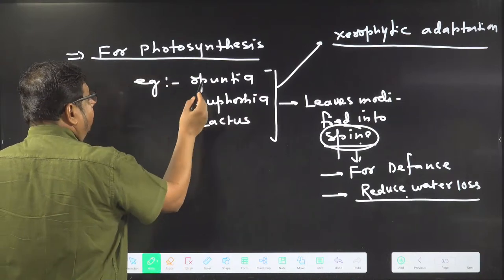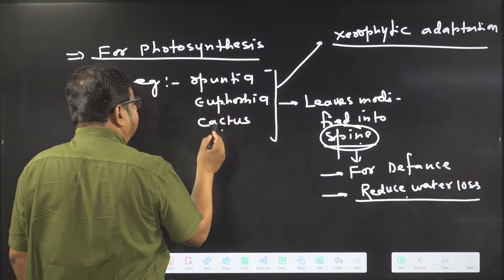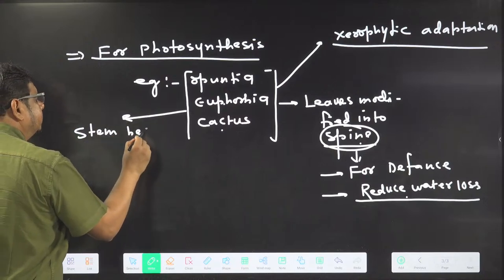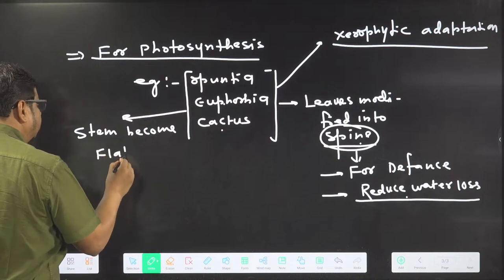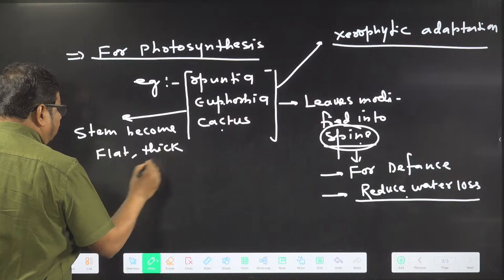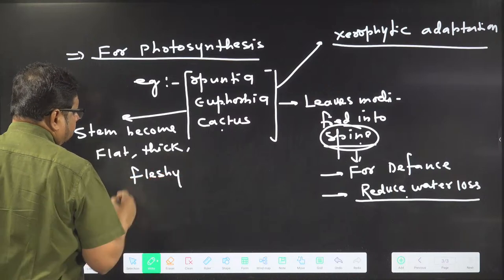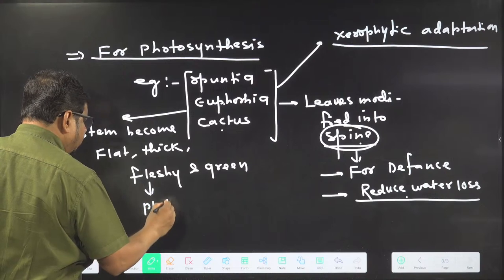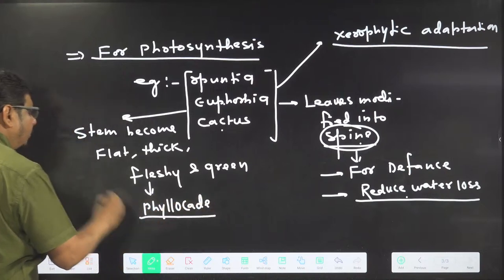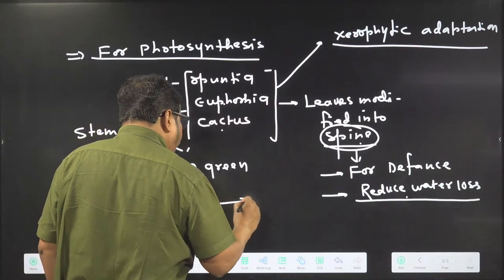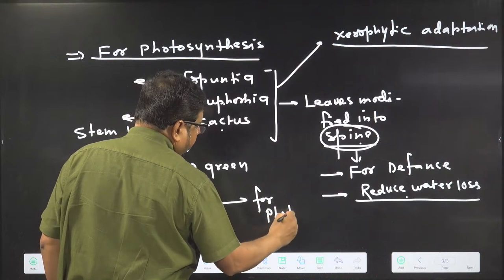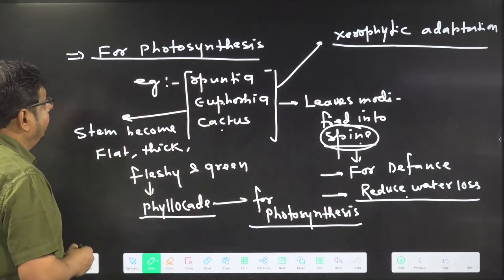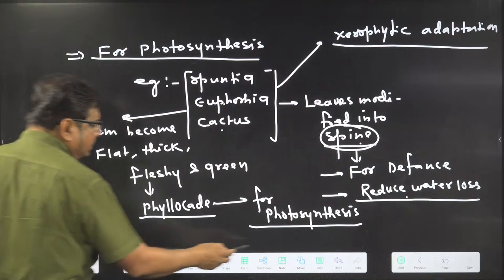So in that case, in Opuntia, in Euphorbia, in cactus, what happened? A stem becomes flat, thick, fleshy, and green, and is called phylloclade. It is called phylloclade. And why does this phylloclade form? What is the purpose? For photosynthesis. So phylloclade is a modification of stem, for the process of photosynthesis.